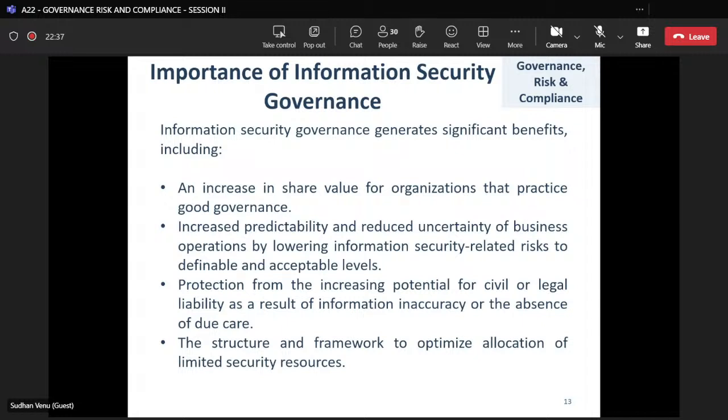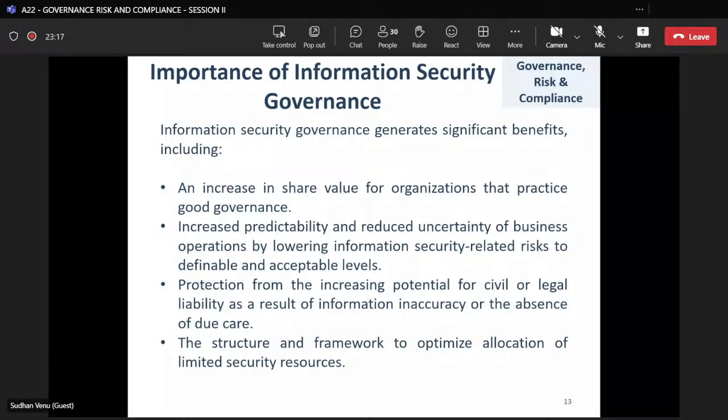So if you are practicing good governance, your share value will probably increase at the market level, and it increases the predictability and reduces the uncertainty of the business operations. So if you are making the right, effective information security governance, the people who are working at the third party level, in the organization, within the company or at the client level, will increase the business, and reduce the uncertainty of the business operation, by lowering the information security related risk to a defined acceptable level.